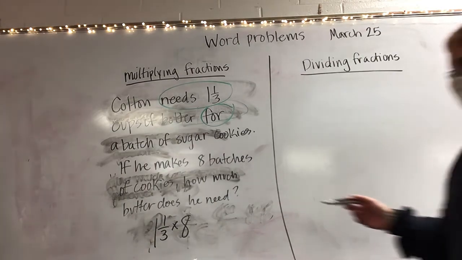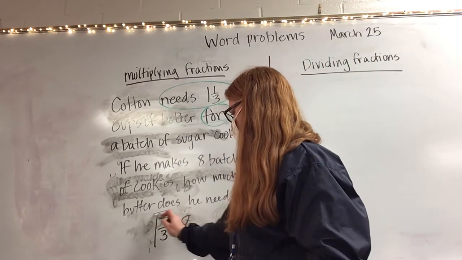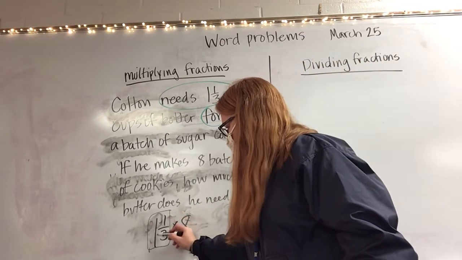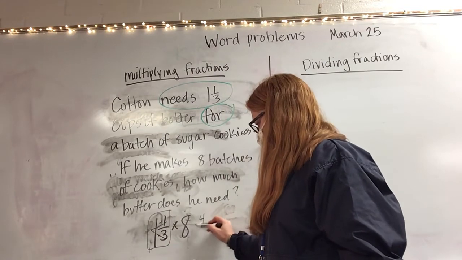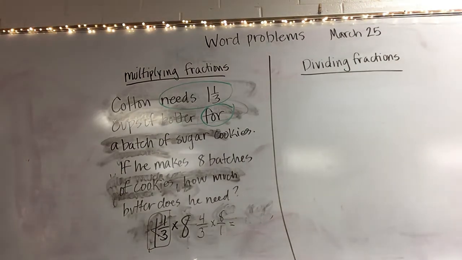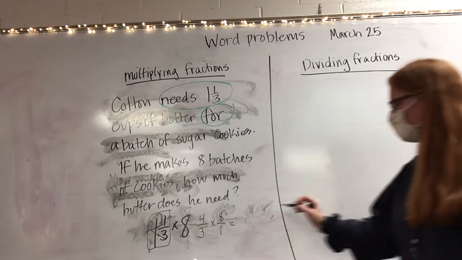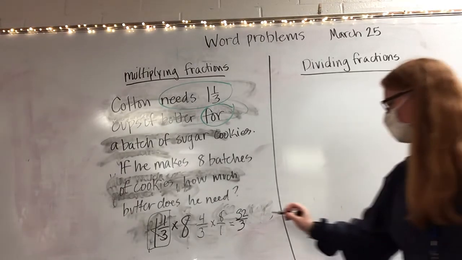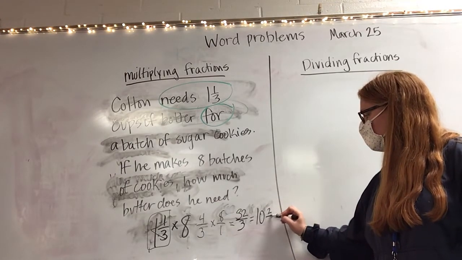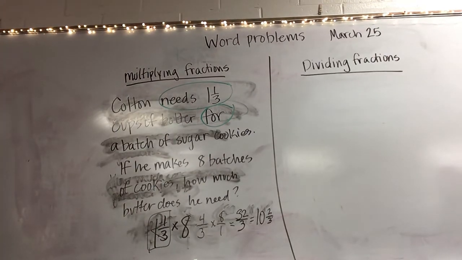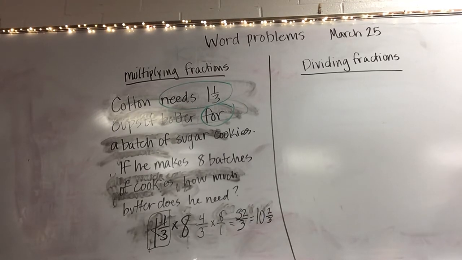We multiply the 3 and the 1. So what do we call it? We're going to Texas this, right? So that's 3 times 1 is 3, plus 1 is 4/3 times 8 over 1, because all of our whole numbers are over 1. What is 8 times 4? 32. 32 over 3. How many times will 3 go into 32? 10 and 2/3. So he needs 10 and 2/3 cups of butter.